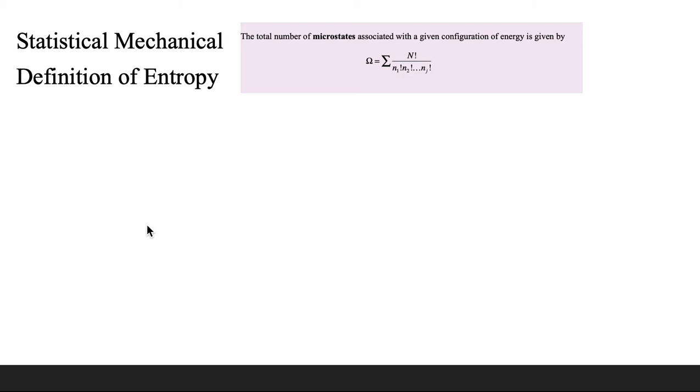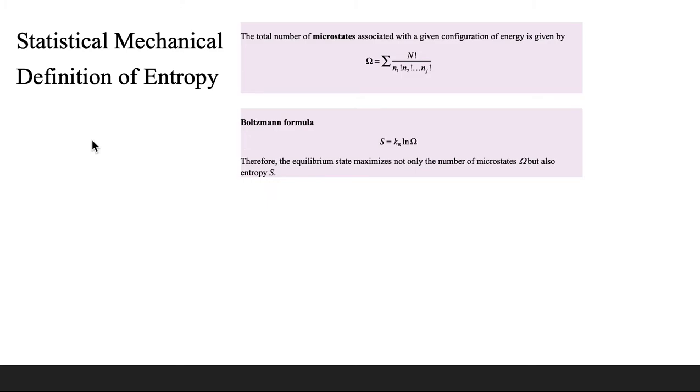The statistical mechanical definition of entropy relies on the number of microstates, omega. A system approaches equilibrium by achieving the macrostate that maximizes the number of microstates. The proportionality between omega and S is given by the Boltzmann formula. Therefore, the equilibrium state maximizes not only the number of microstates, but also the entropy.